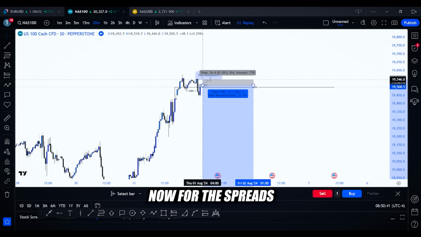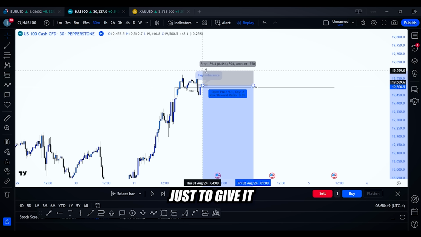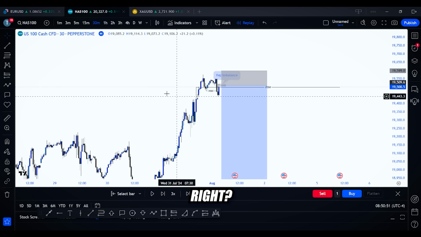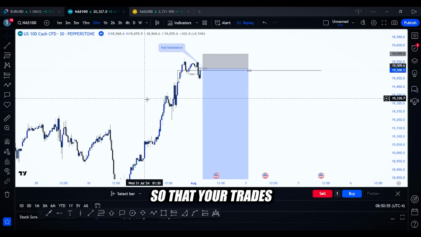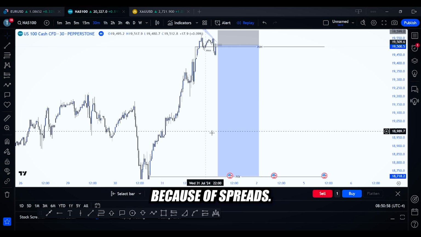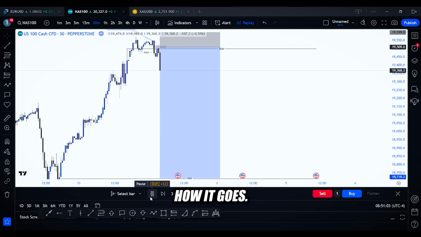Now for the spreads, for you not to be taken out, since a lot of people use different brokers, you can put it up there just to give it a little breathing space, right? It's important to give the market a little breathing space, guys, so that your trades are not just taken out because of spreads, right? So now let's play and see how it goes.